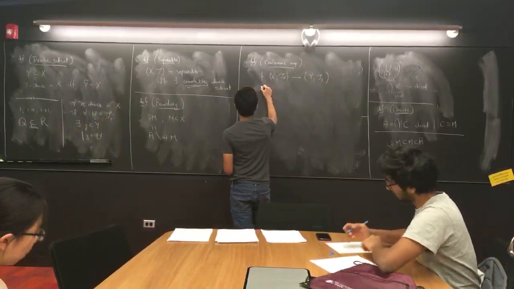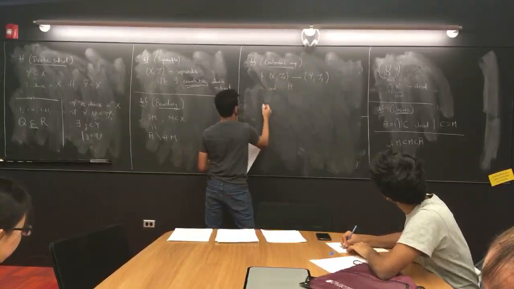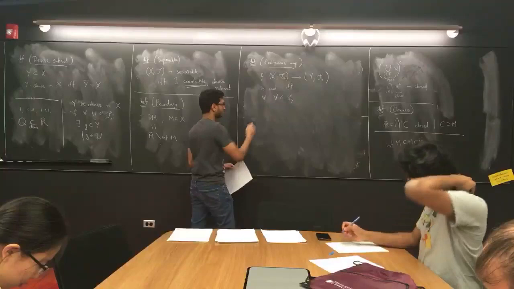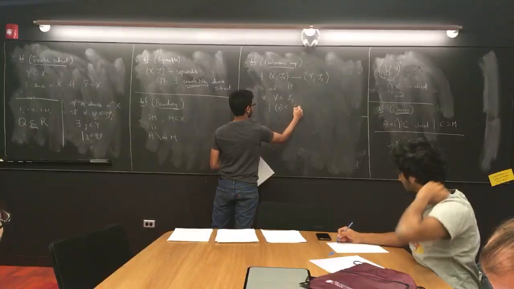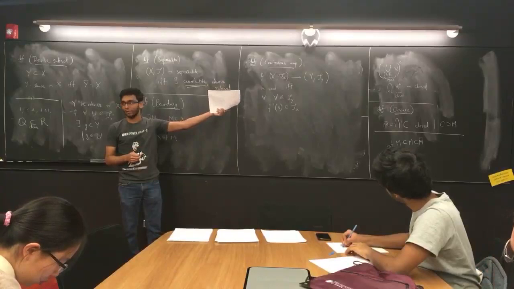A map F is defined to be continuous if and only if for every V open in Y, the inverse image is open in X. So F is called a continuous map in that case.